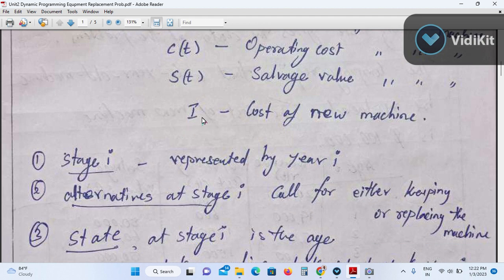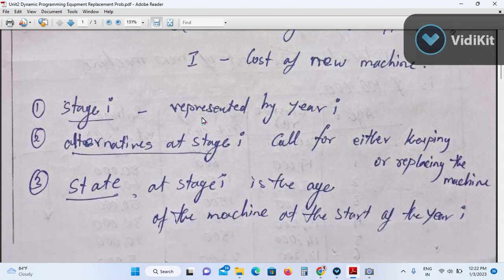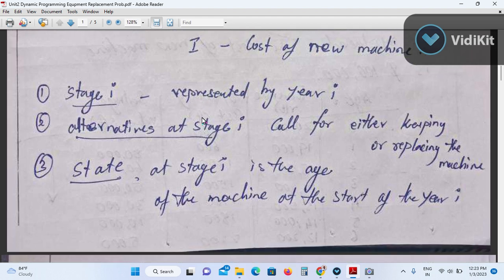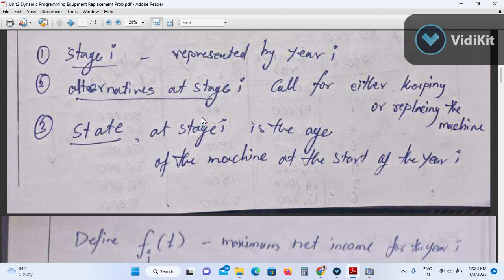So like in previous applications, here also we are going to consider what is meant by stage. Stage denotes the year i. And what is the alternative at stage i? It is whether you have to keep that machine or replace the machine. So that is the alternative. And what is the state here? For each and every year at the start, what is the age of that machine. So that is the state.